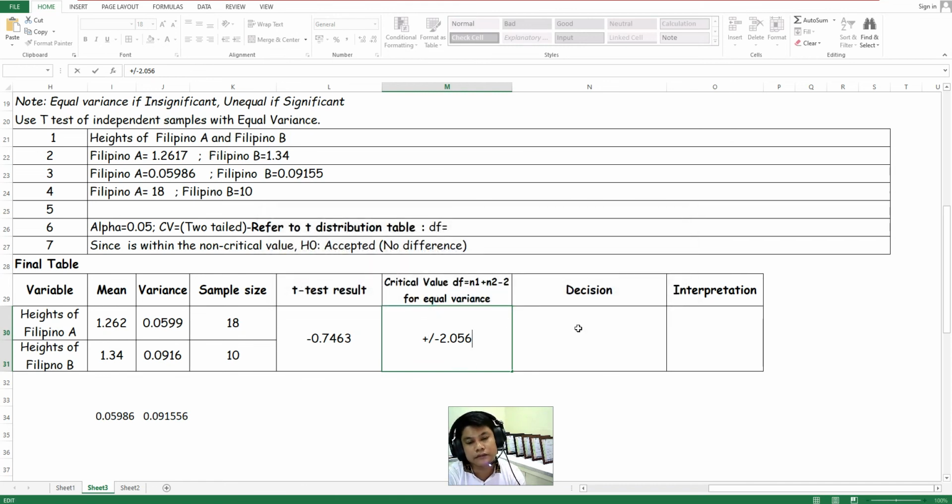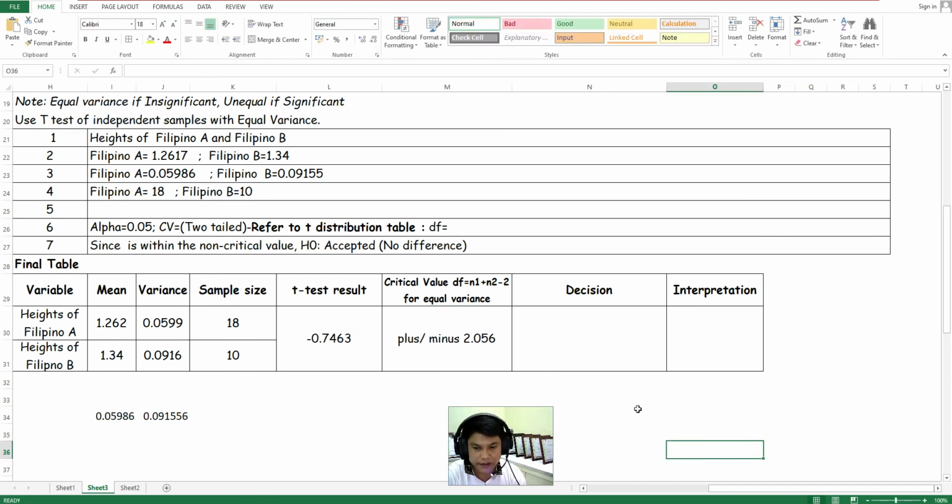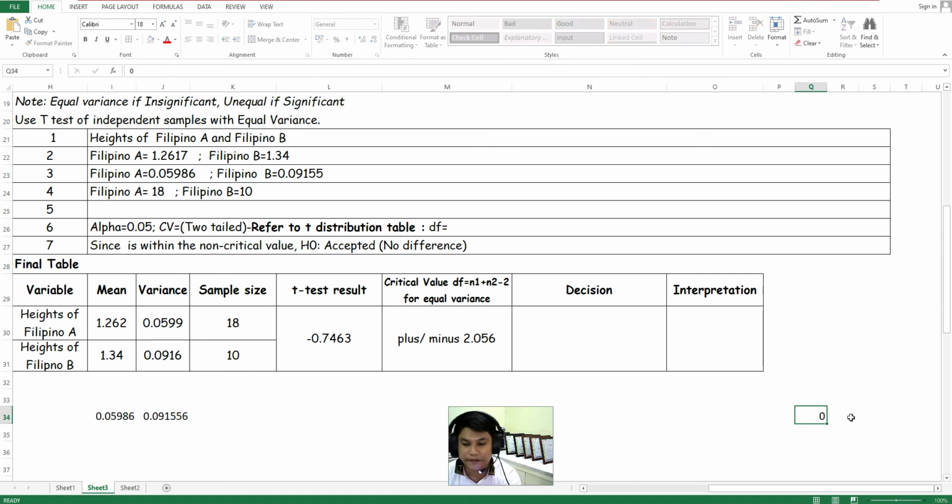If you look at it, the value is negative, so we use the negative critical value. Imagine the number line going to the left from 0: negative 1, then negative 2, and to the right of 0 is positive 1, then positive 2. It's plus or minus because it's two-tailed. If the value is negative, we use the negative critical value; if it's positive, we use the positive. So 2.056 is somewhere here, and our value is just here.